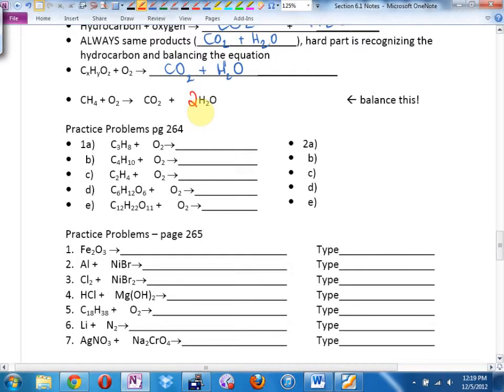Okay. How many oxygens on the left? 2. How many on the right? 2 plus 2. How many grand total? 4. I got 4 on the right. I got 2 on the left. How can I fix that?